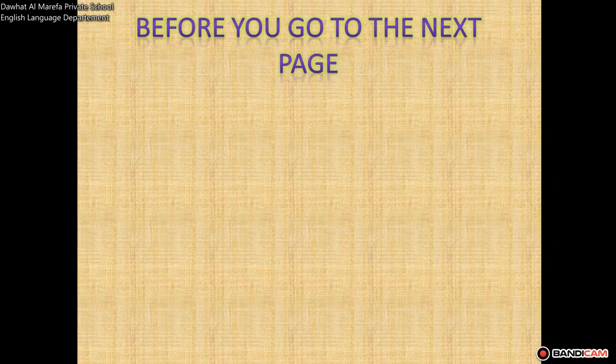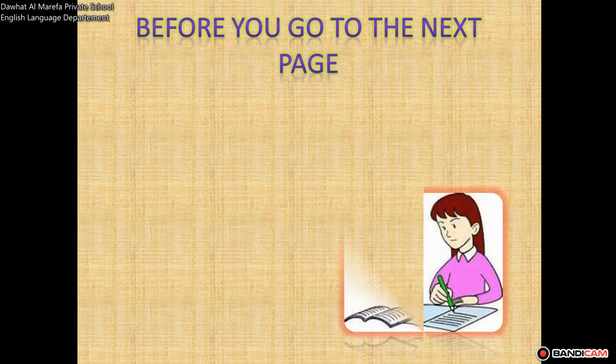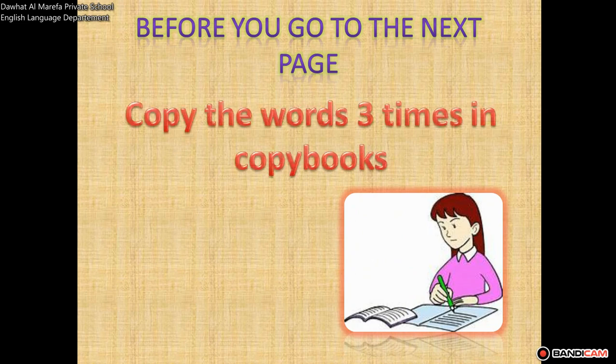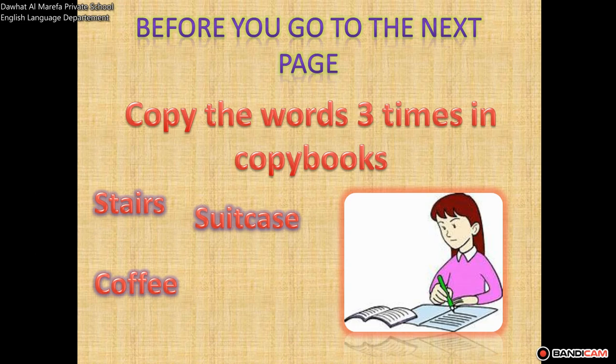Before you go to the next page, you are going to bring your copybooks again and open a new page to write the words 3 times. So now write stairs, coffee, suitcase, and tea. Write these 4 words 3 times before you go to the next page.